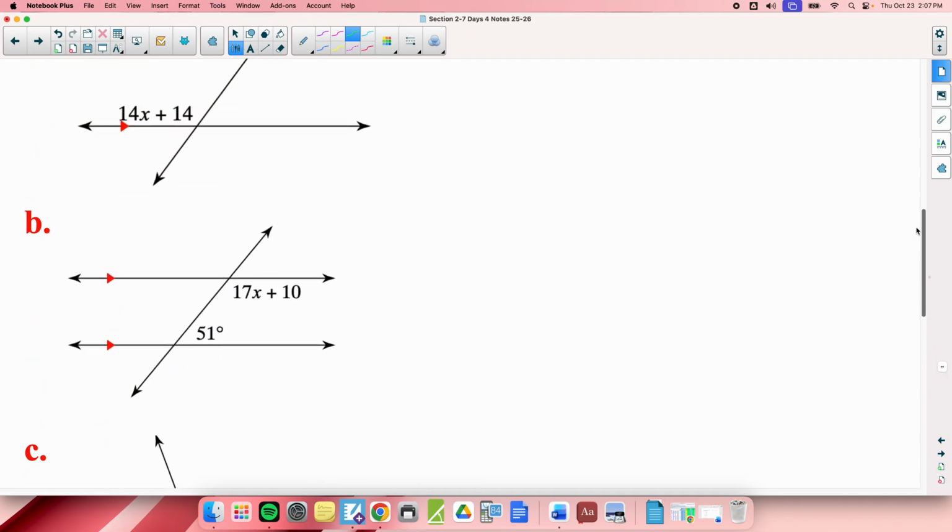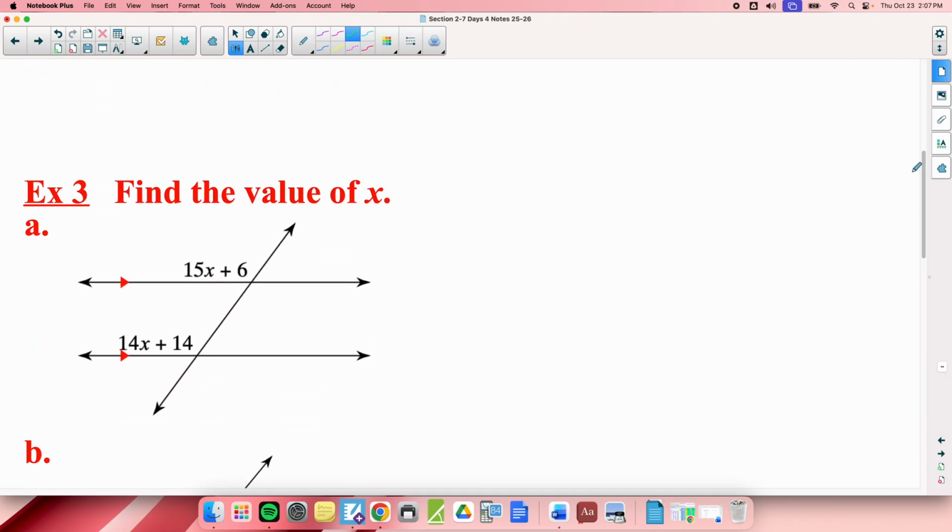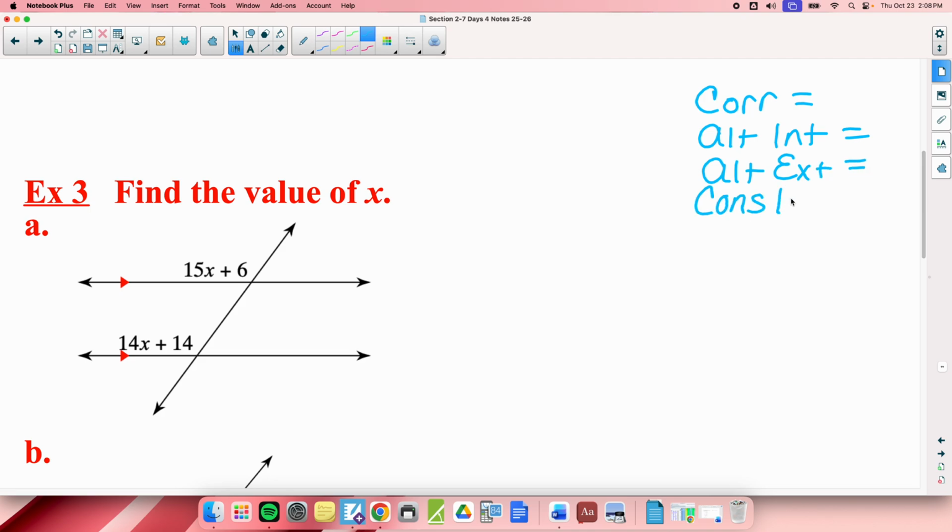Okay, so I'm going to write this again, just so you have it. Whenever you have corresponding angles, they're equal. Alternate interior are equal. Alternate exterior are equal. And consecutive interior equal 180. Okay? What kind are these right here? Corresponding. And what do we know about corresponding? Equal, the same.